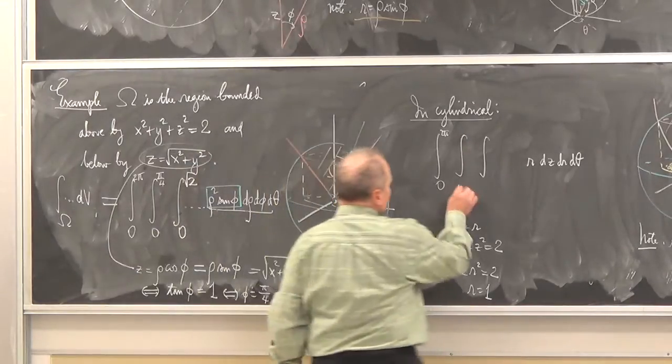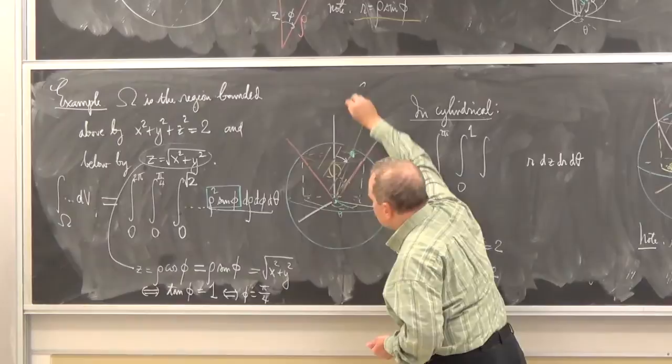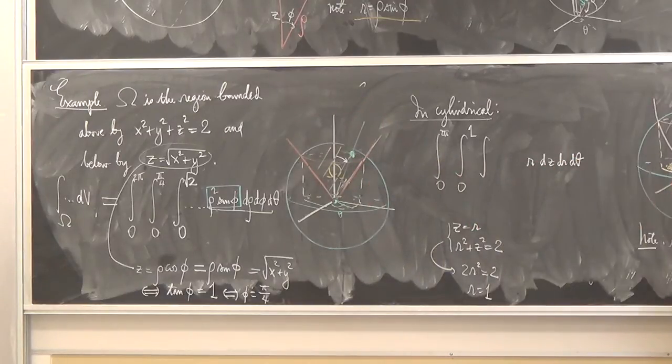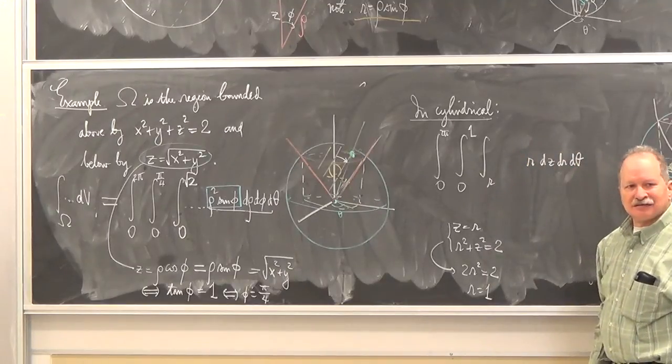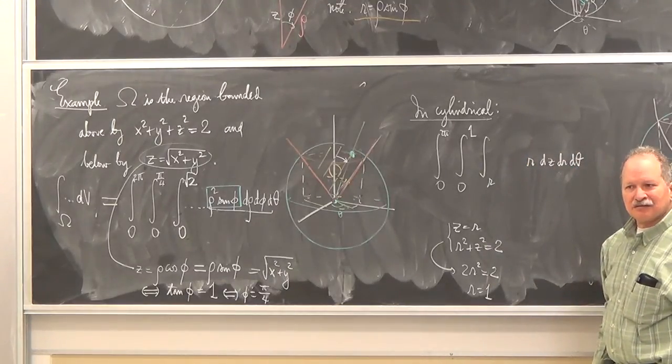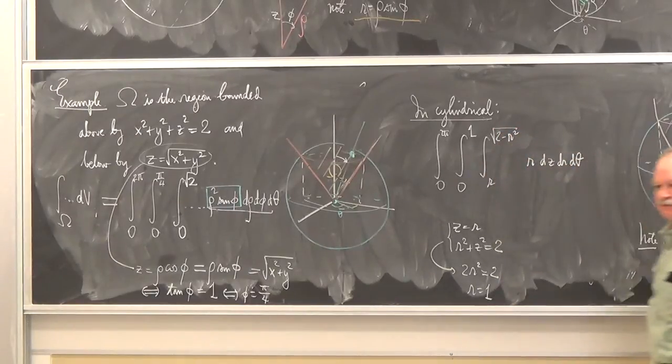Okay. And for fixed r, z goes from what to what? Square root of x squared plus y squared, polar coordinates, r. z equals r, up to square root of 2 minus r squared. Okay?